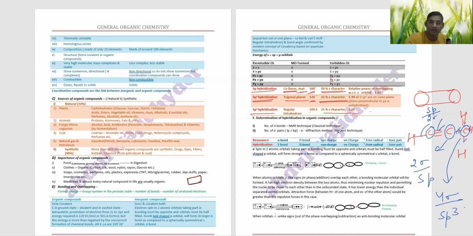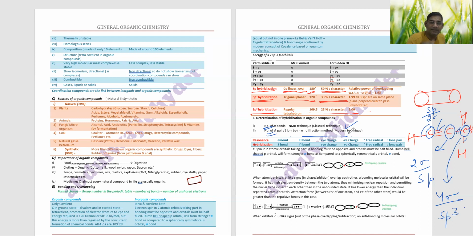So on the basis of the number of sigma bonds, that is the NMR technique, the classical one. And on the basis of the number of sigma bonds plus lone pairs, that is the electron diffraction technique, a modern technique. Here you will only consider bond pairs, and here it is lone pair plus bond pair both. So this is the modern one, which will give you the exact shape of the geometry of the molecule.